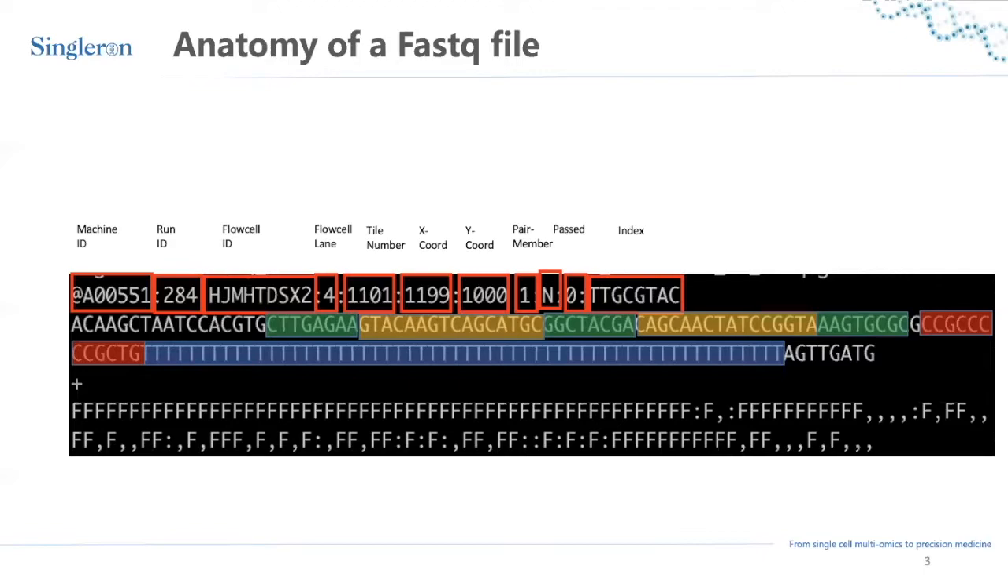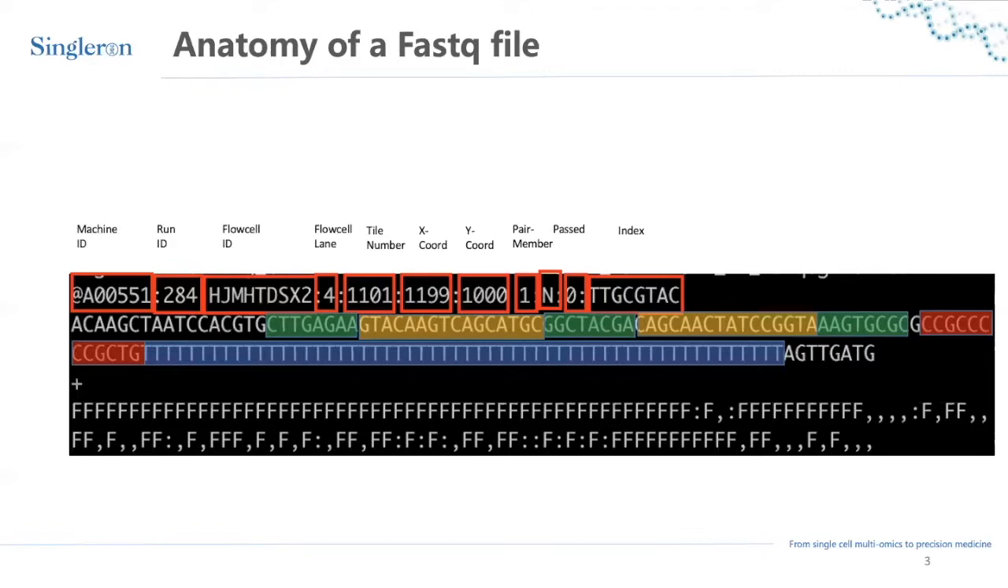You have the run ID. This is just an increasing number, so it increases in increments of 1. Every time you start a run on your machine, on the Illumina machine, it's going to increase by 1. So this was run 284 on this specific machine. You have the flow cell ID.